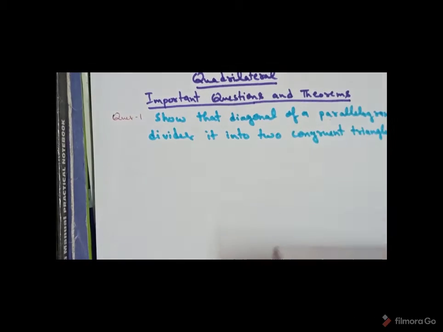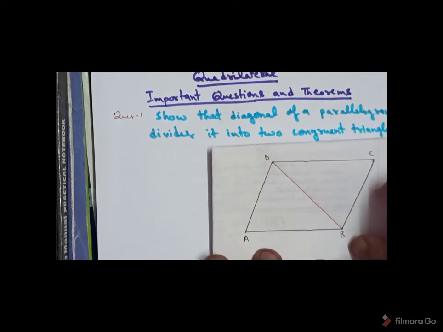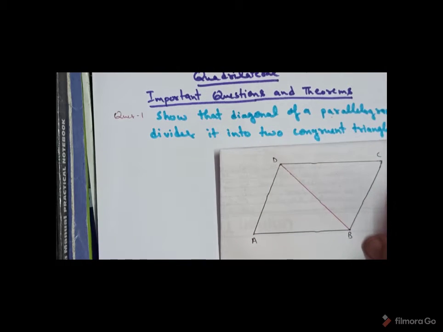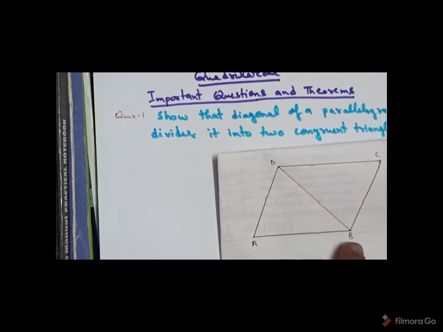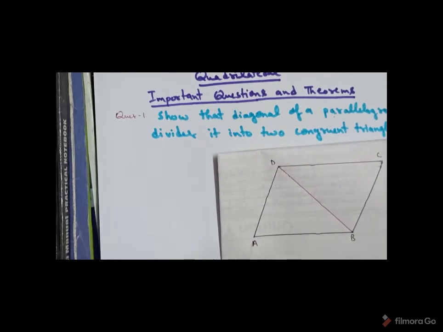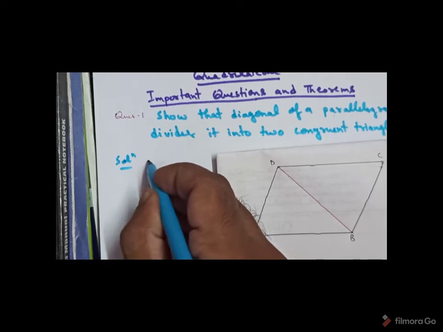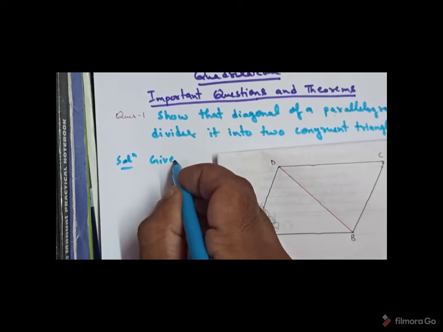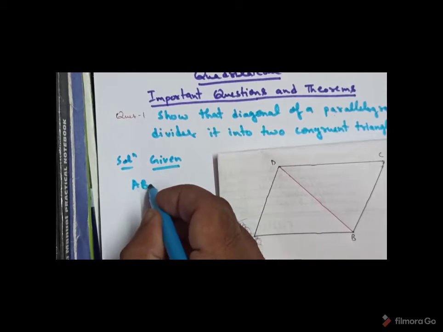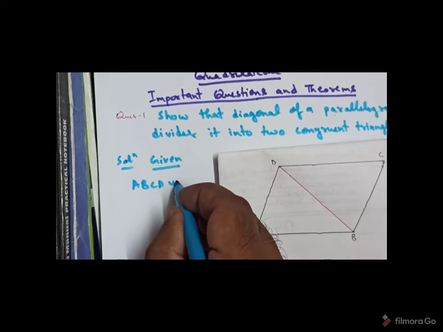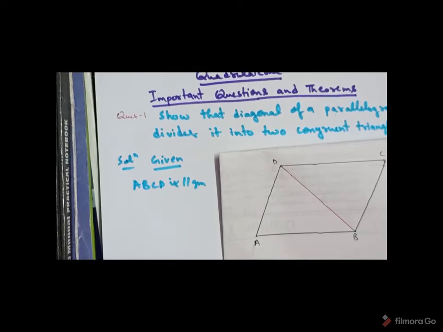So first of all, we will draw the figure, because the figure is not drawn in the question, so we have to draw it. Suppose I've drawn this figure. ABCD is a parallelogram, so we'll start with the solution. First we draw the figure and write the given. It is given that ABCD is a parallelogram, and BD is the diagonal of that parallelogram.